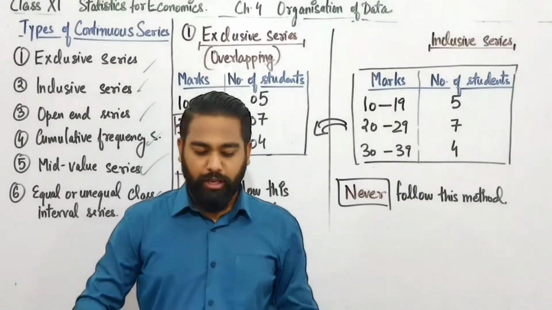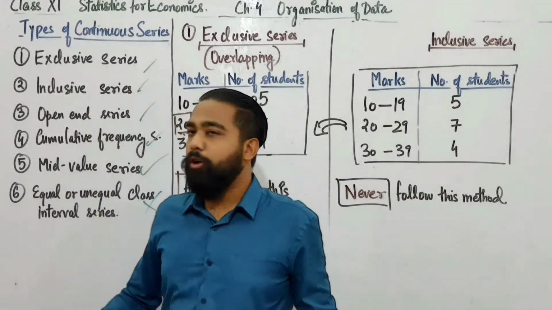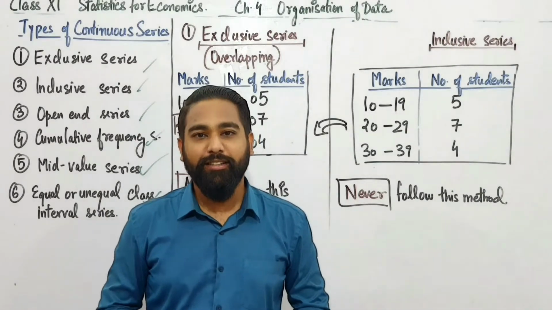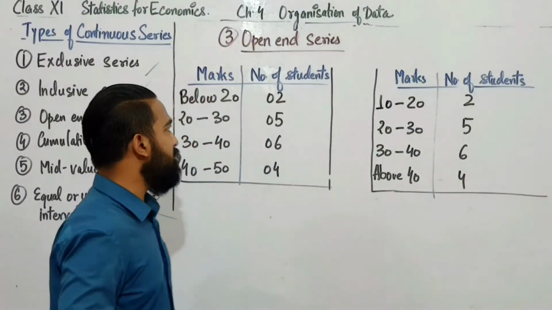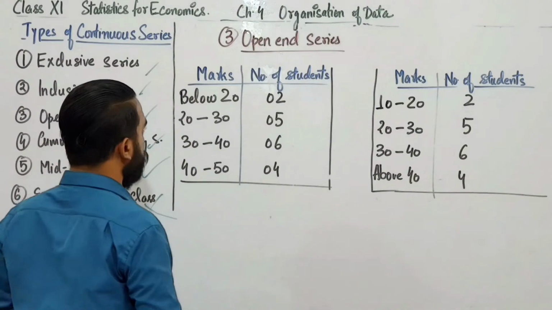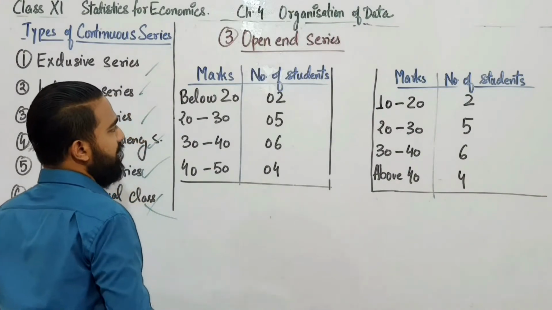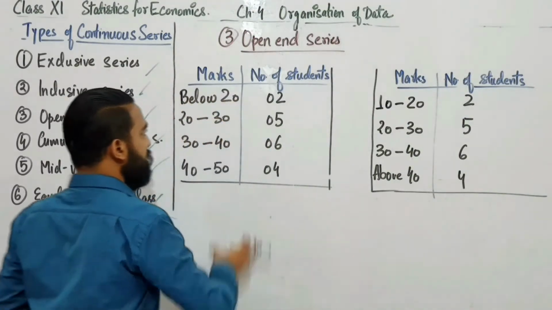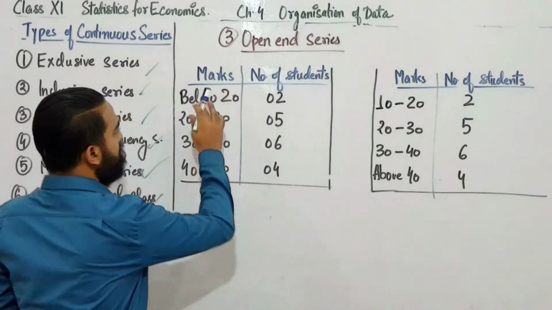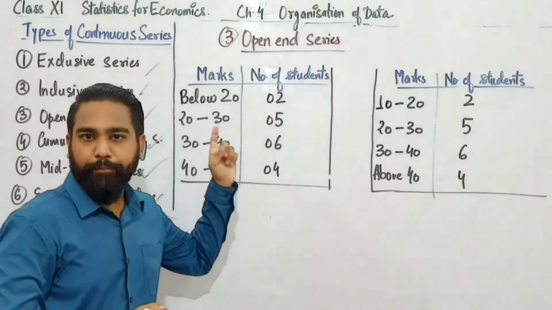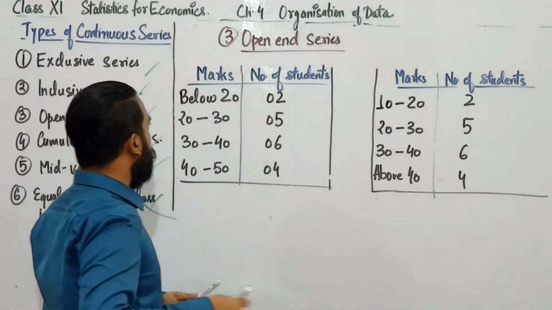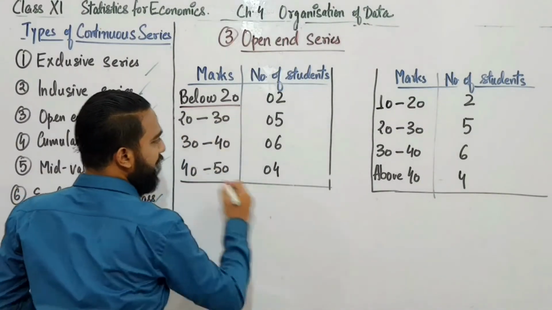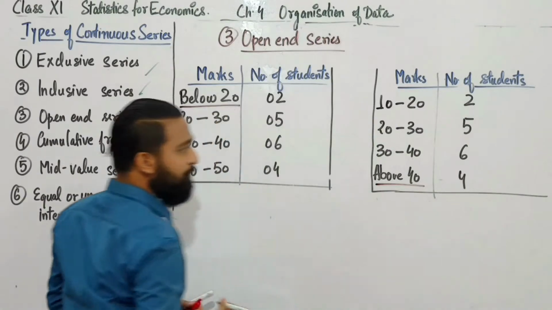Now let's come to the third, which is open-end series. Now this is the same frequency distribution for both, but see the pattern here. It's written below 20, and here it is written above 40.